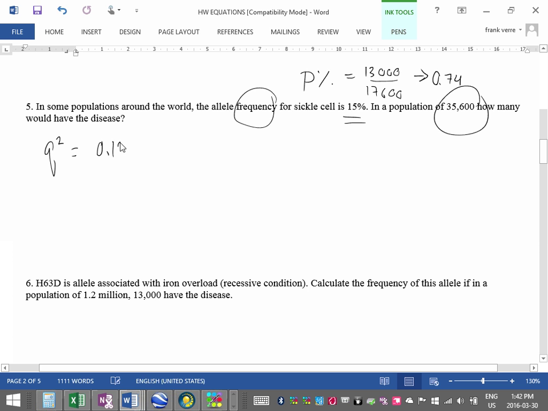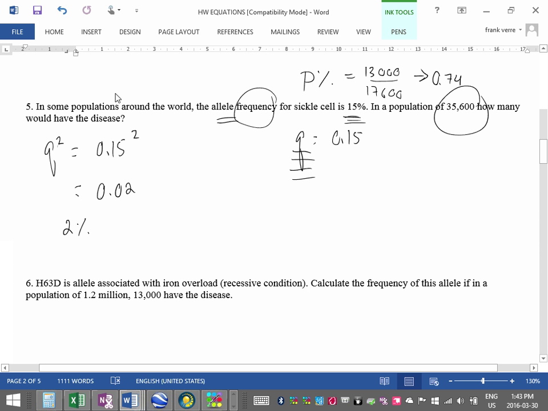But we want to know how many are Q squared. Well, if Q is 15%, Q squared has to be 0.15 squared, right? So what would that be? They're telling you the allele frequency is 15%, so they're telling you what Q is. You got to figure out what Q squared is, because to have the disease, you need 2 copies, because it's recessive. 0.02. So that's 2%, right? So 2% have the disease.